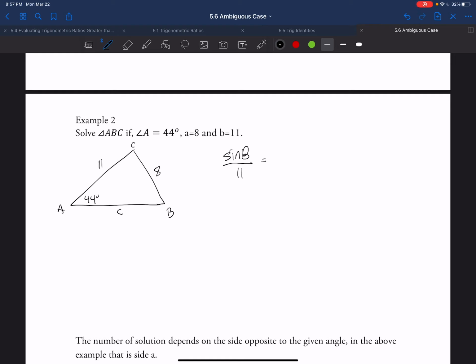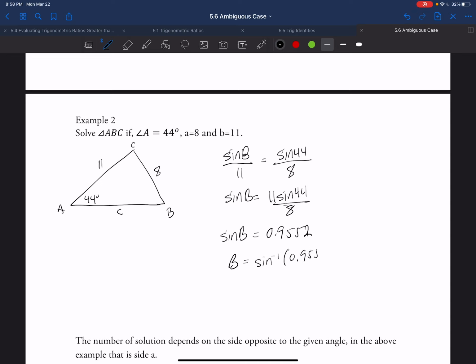So sine B over side B is equal to sine A over side A. Sine B is... angle B then would be 73 degrees.